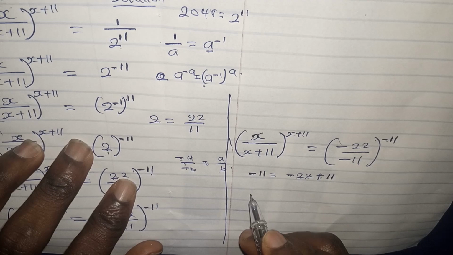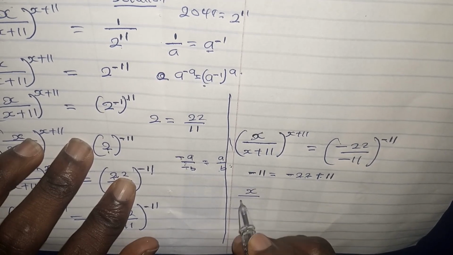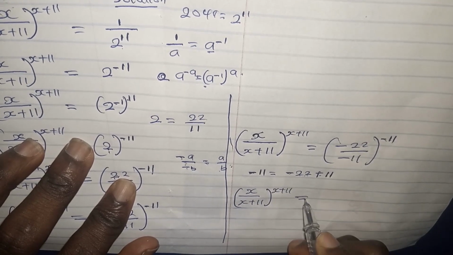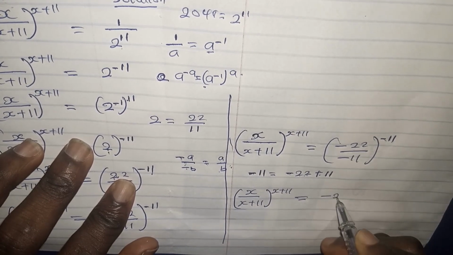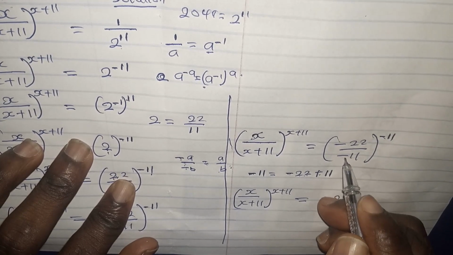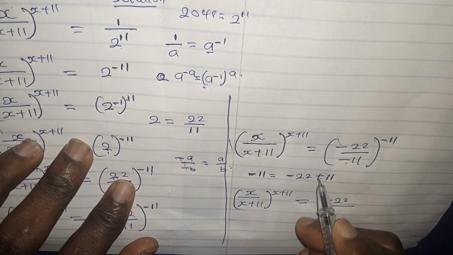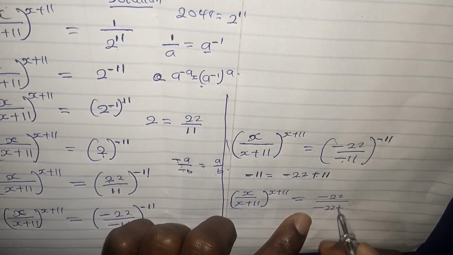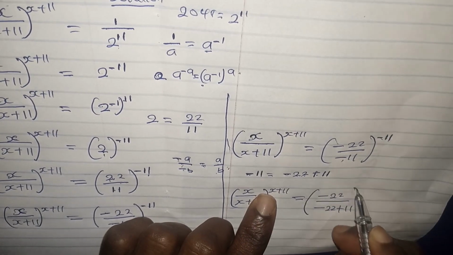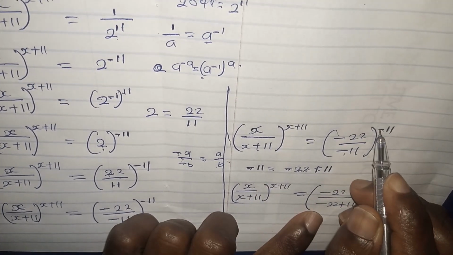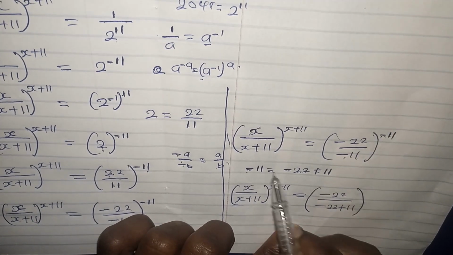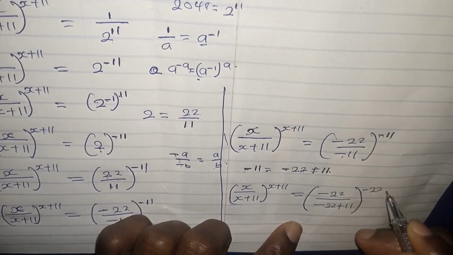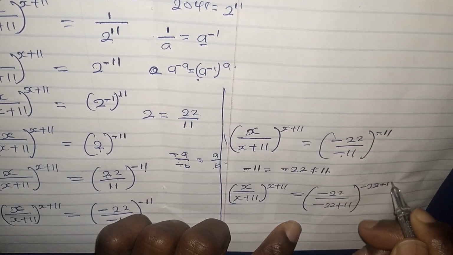So what are we simply going to do? We can say x over x plus 11 all to the power of x plus 11 is equal to negative 22 over, we're having a negative 11, and negative 11 is equal to negative 22 plus 11. So we can simply write here negative 22 plus 11, close bracket, all to the power of, we're having negative 11 here, and we say negative 11 is equal to negative 22 plus 11.